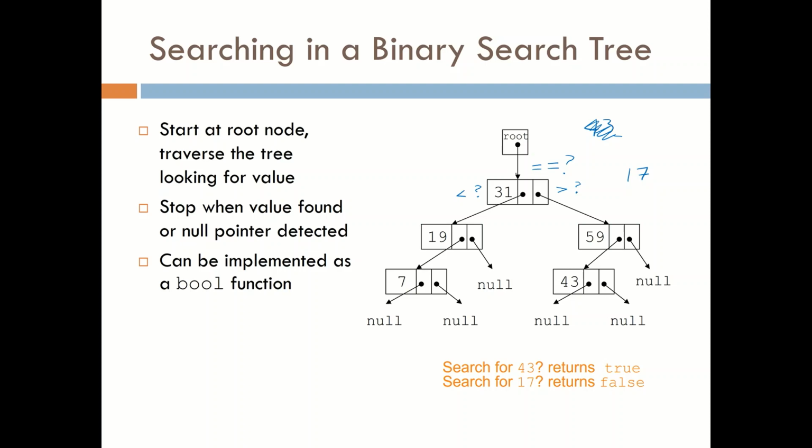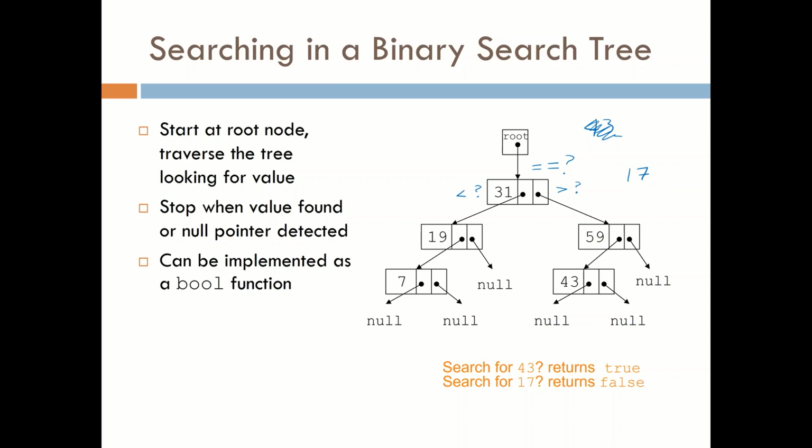We begin at the root again, and we say, is 17 equal to the value at the root, which is 31? No, it is not. Is 17 less than the value at the root? Yes, it is. So we travel down here to the 19. And we ask, is 17 the value at this particular location? No, it is not. It's 19.